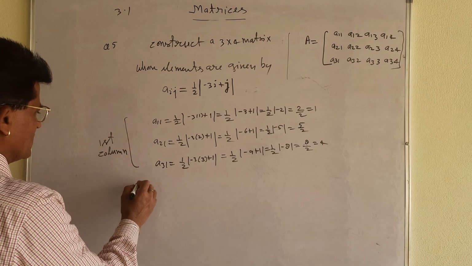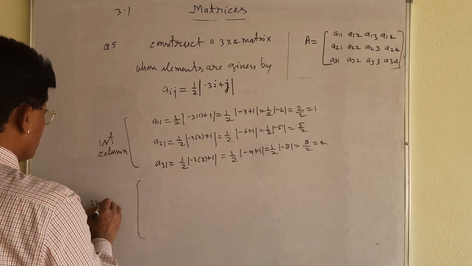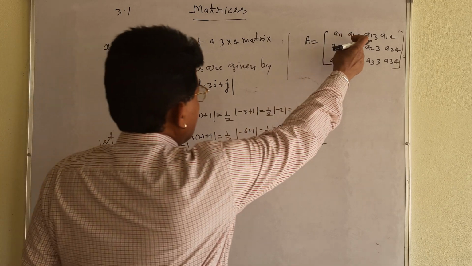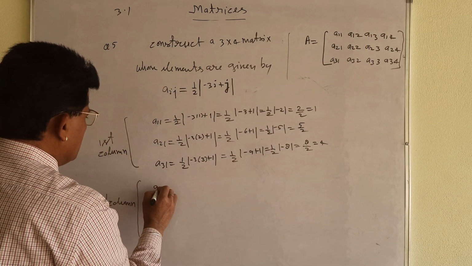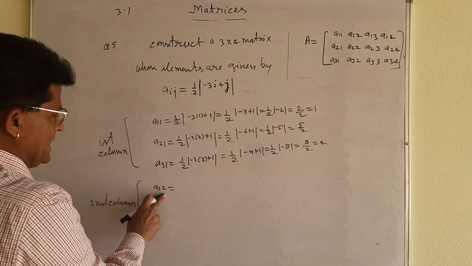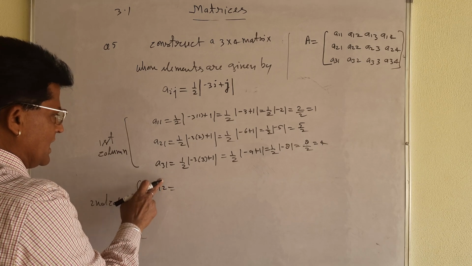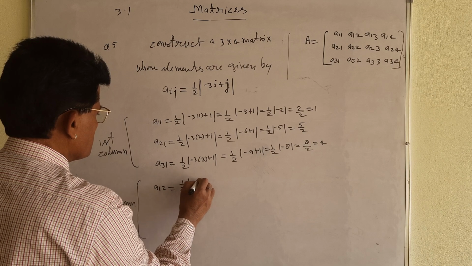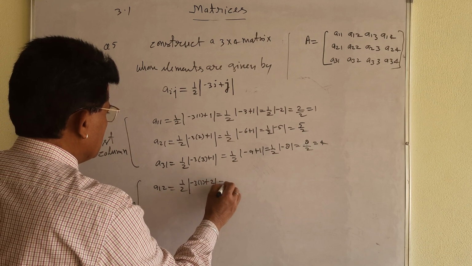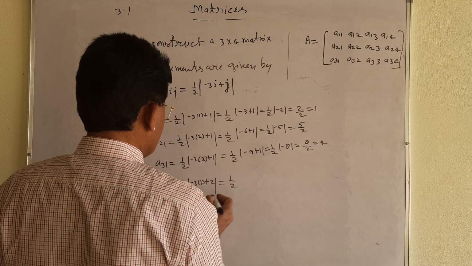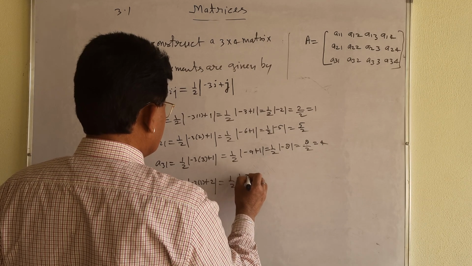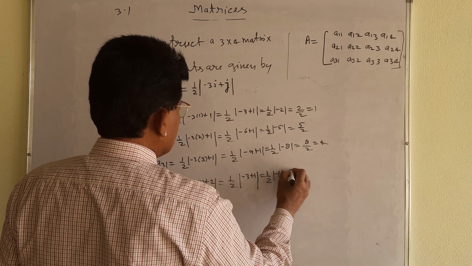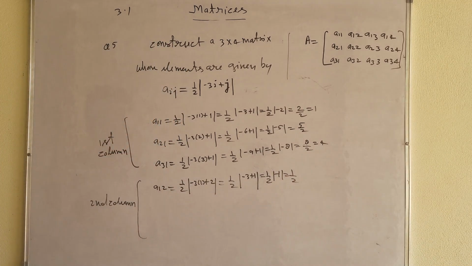Second column की वैल्यू निकालते हैं. चलिए सेकंड कॉलम में क्या क्या आ जाएंगे? A12. ओके, A12 में रो 1, I के स्थान पे 1 रखेंगे, J के स्थान पे 2 रखेंगे. 1 और J के स्थान पे 2. हाँ जी बताइए. 1 by 2 and it will be -3 and +1. It will be equal to 1 by 2 minus 1. That is 1 by 2. Its value is 1 by 2.